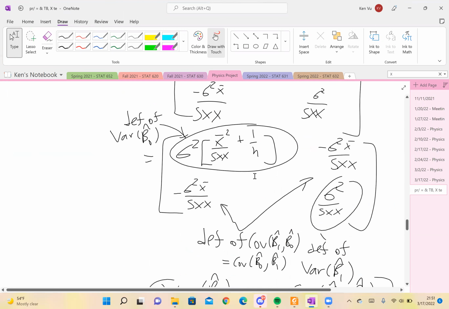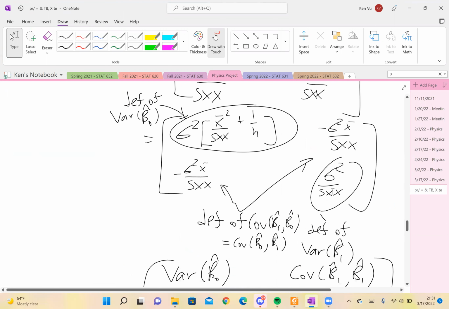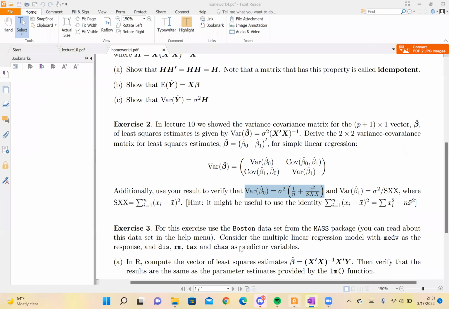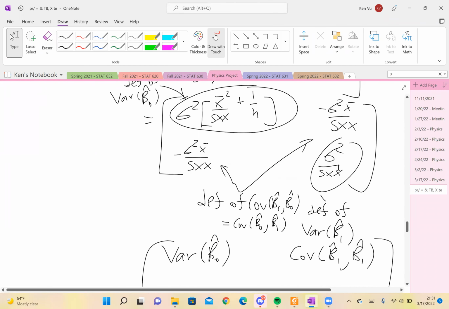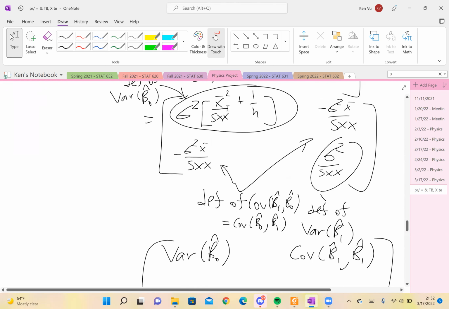So you got that. Similarly, you'll get the same thing for the element in the second row and second column, sigma squared over Sxx, which is the definition of the variance of beta 1 hat, also pointed out in the problem description. With that said, you've pretty much shown that the variance of beta naught hat and the variance of beta 1 hat are given by the variance-covariance matrix. So you've got these two elements here.